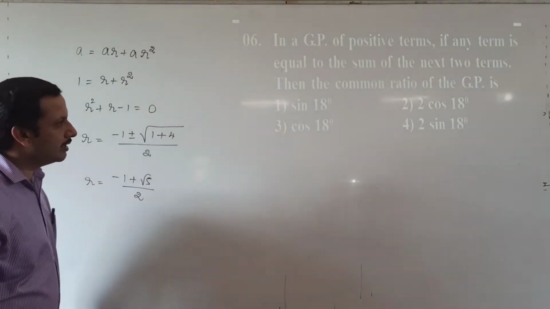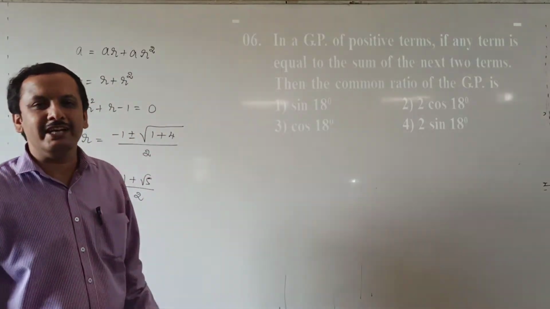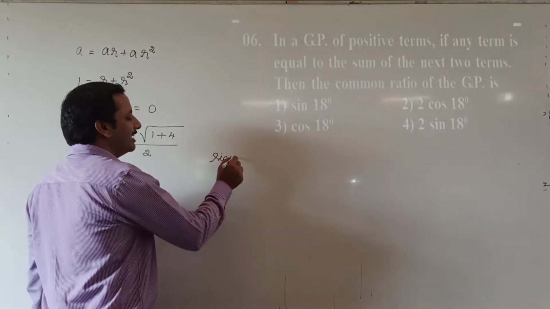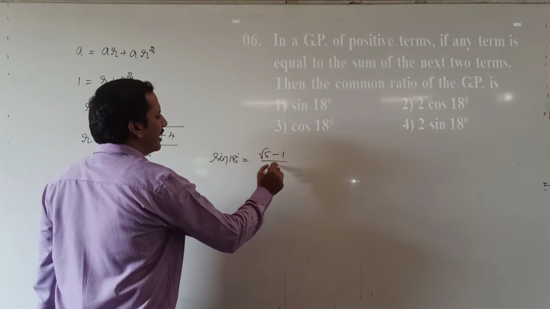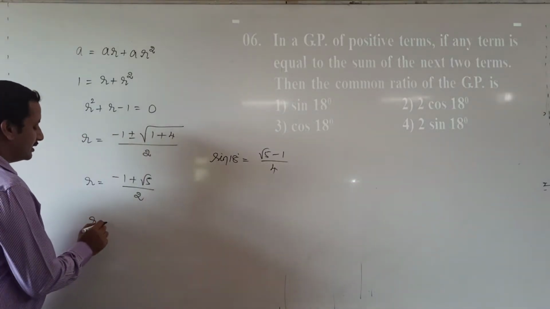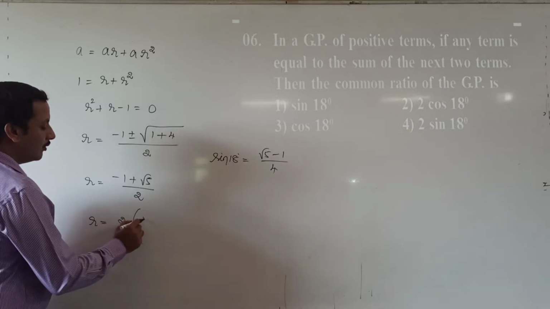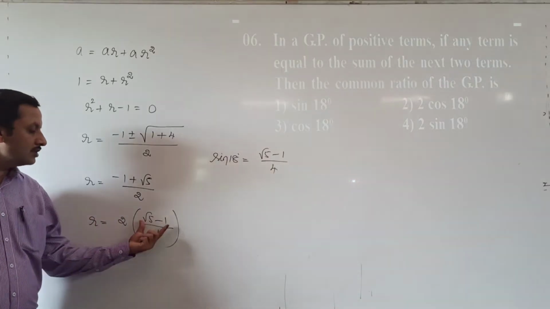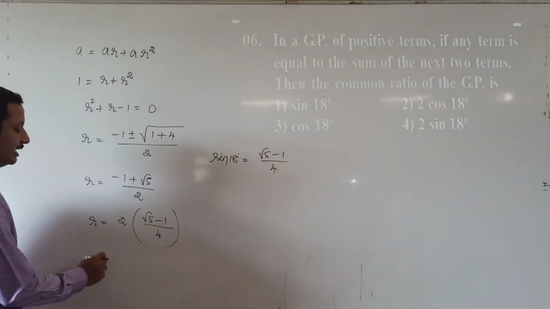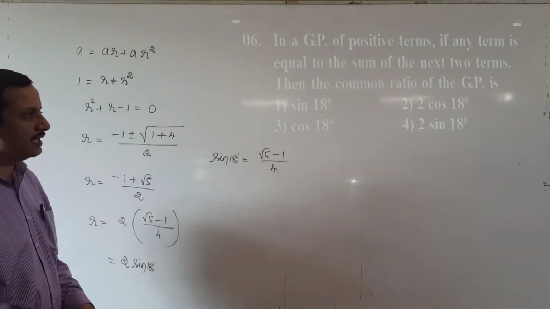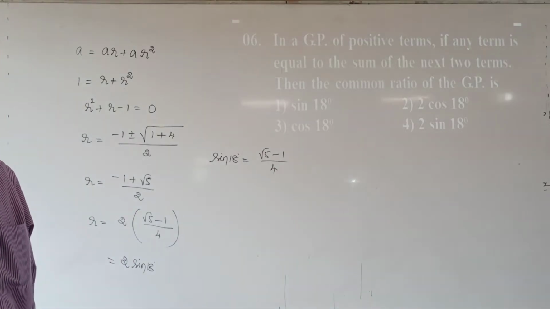This is the answer. But the options contain sin 18 degree and cos 18 degree. As you know, sin 18 degree is equal to (root 5 minus 1) by 4. So here we have (root 5 minus 1) by 2. So I will do it like this. R is equal to 2 into (root 5 minus 1) by 4, multiplying and dividing by 2. So this (root 5 minus 1) by 4 can be written as sin 18 degree. So R is equal to 2 sin 18 degree, which is the fourth option. That value you must know.